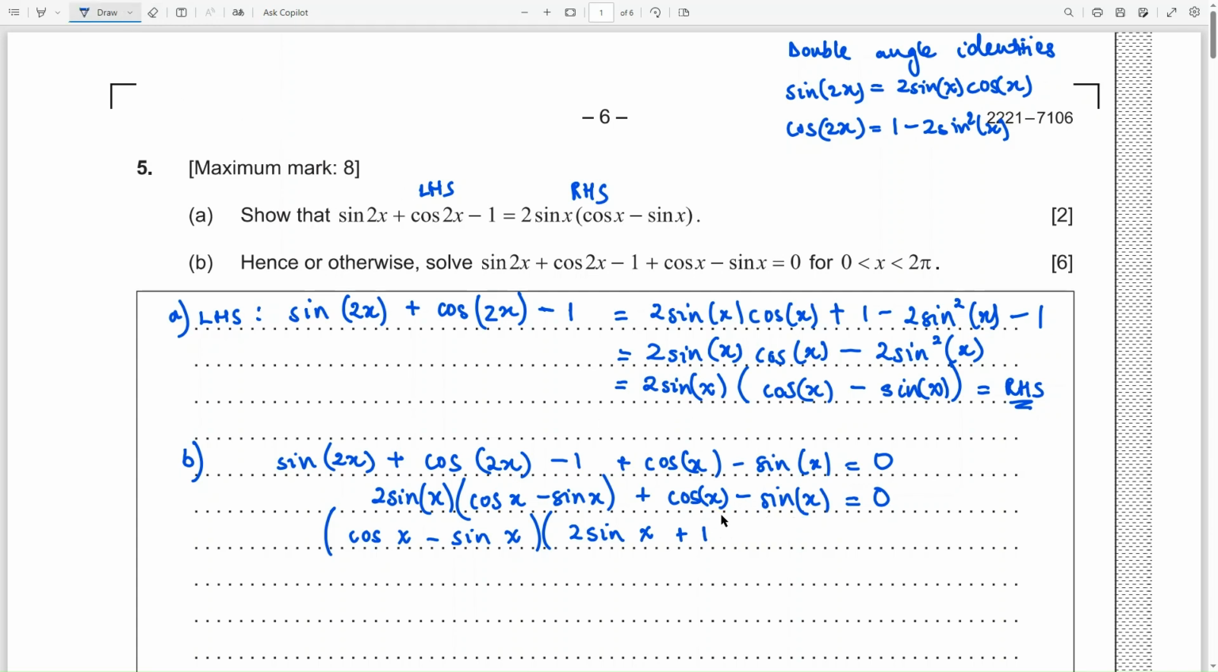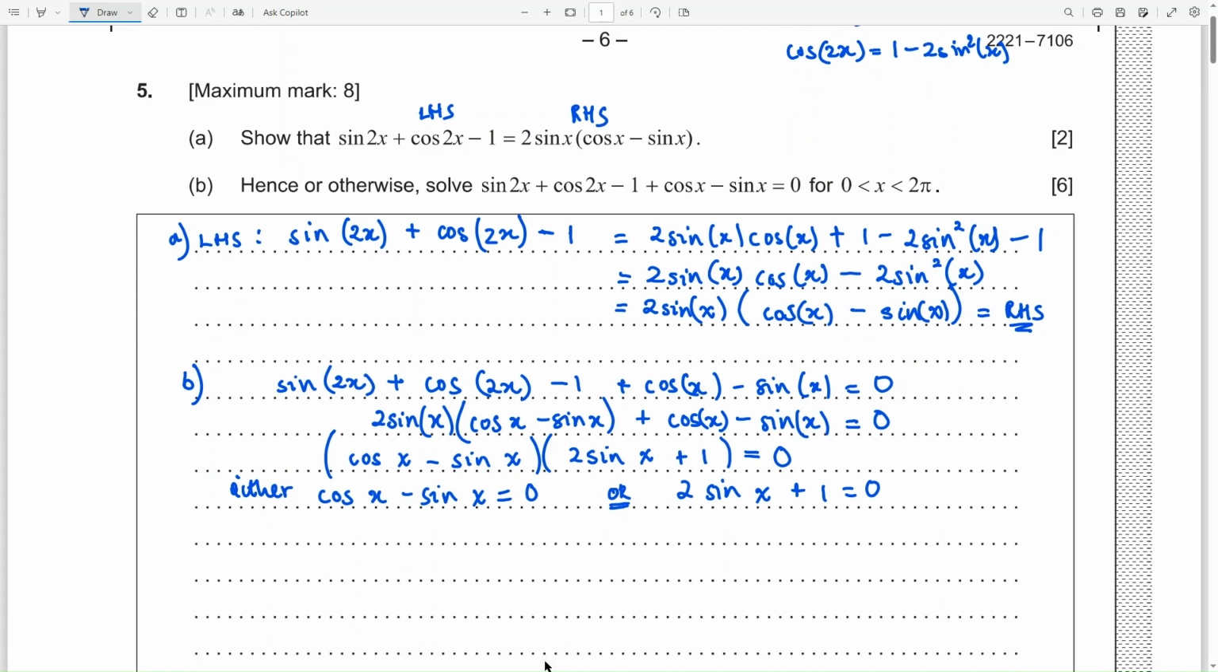When you have a product of two brackets, so you have two brackets multiplying each other, how could you get 0? Well, either the first bracket would give you 0, and then you would be multiplying by 0, so that would give you 0. Or the second bracket could give you 0, and you would be multiplying the first bracket by 0, and that would give you 0. So let's solve those two equations.